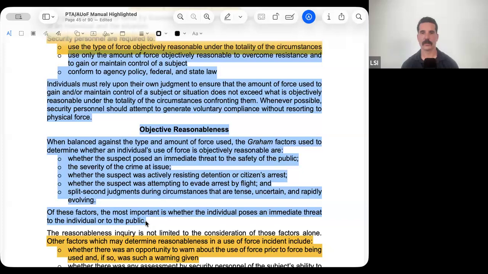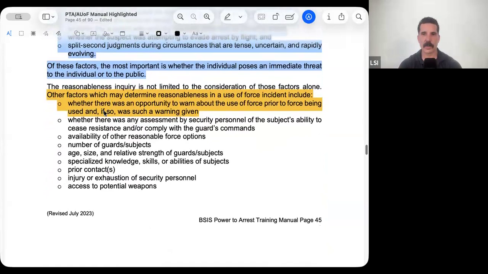Objective reasonableness. When balanced against the type and amount of force used, the Graham factors used to determine whether an individual's use of force is objectively reasonable are whether the suspect posed an immediate threat to the safety of the public. The severity of the crime at issue. Whether the suspect was actively resisting detention or citizen's arrest. Whether the suspect was attempting to evade arrest by flight. And split-second judgments during circumstances that are tense, uncertain, and rapidly evolving. Of these factors, the most important is whether the individual poses an immediate threat to the individual or to the public. All right, then we're going to continue down.